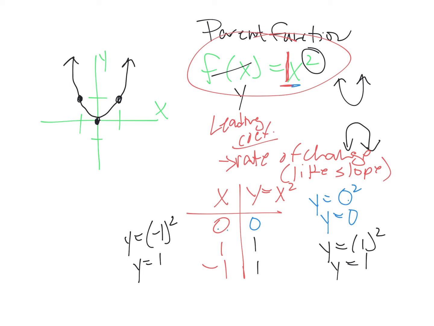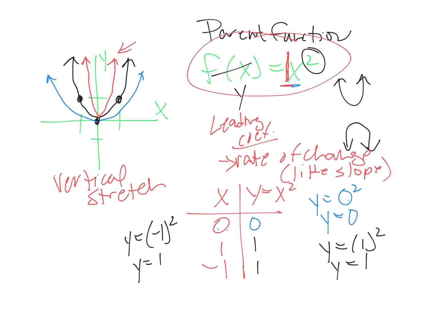So this is my parent function. This is what I'm going to base all my other functions on. It can move left, right, up, down. It could be taller, so that means it could come inside, right? And if it's taller, it's going to be called a vertical stretch. And if it's wider, so like pretend we have a graph that goes on the outside, that is going to be a vertical shrink.